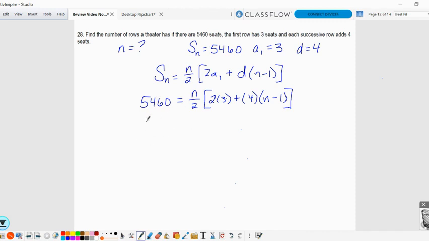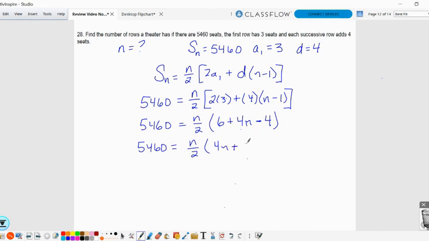We can work within our parentheses on the right-hand side to give us 6 plus 4n minus 4. Combine like terms. That gives us 4n plus 2, excuse me. And then these are all evens, so we can just go ahead and distribute, leaving us with 2n squared plus n.